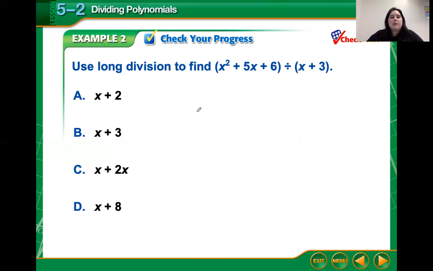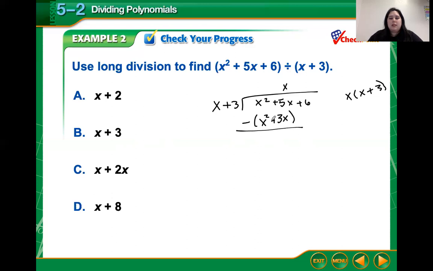All right, so we have x squared plus 5x plus 6 divided by x plus 3. So we're going to go ahead and set that up. x times x is x squared, so I'm going to multiply all this times x. x plus 3 times x gets me x squared plus 3x, and we are subtracting, that's why I'm putting the parentheses. x squared minus x squared is 0. 5x minus 3x is 2x. And bring down the 6.